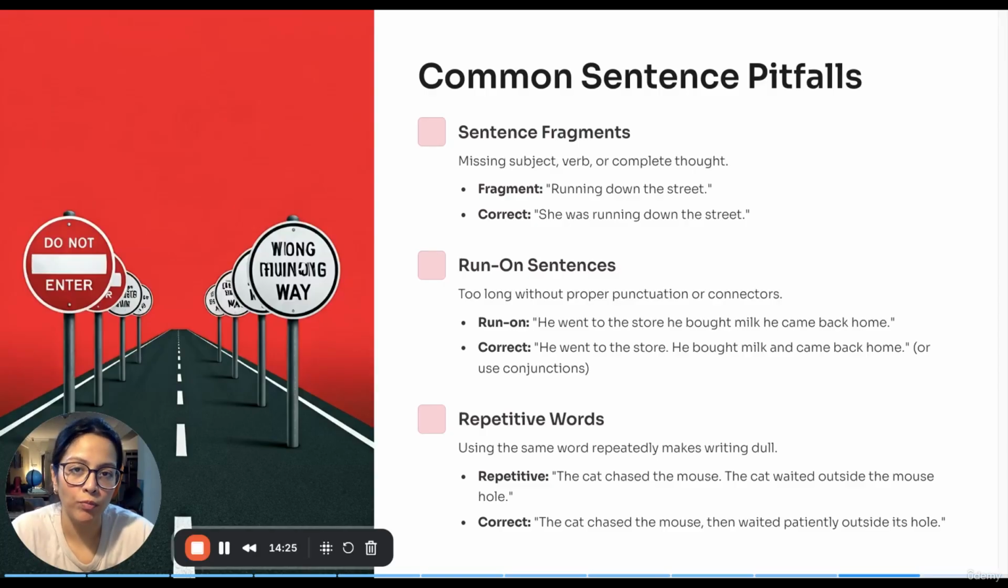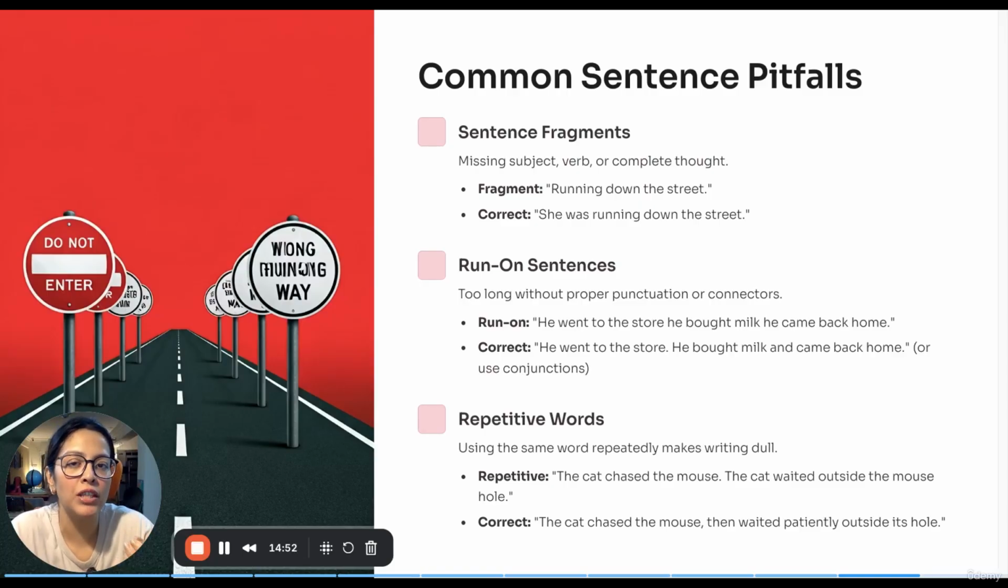He went to the store, he bought milk, he came back home. Without any punctuation, it sounds odd. There are no pauses. Also, it lacks clarity. However, the correct way would be, he went to the store, full stop. He bought milk and came back. Just a single full stop adds that much needed pause.